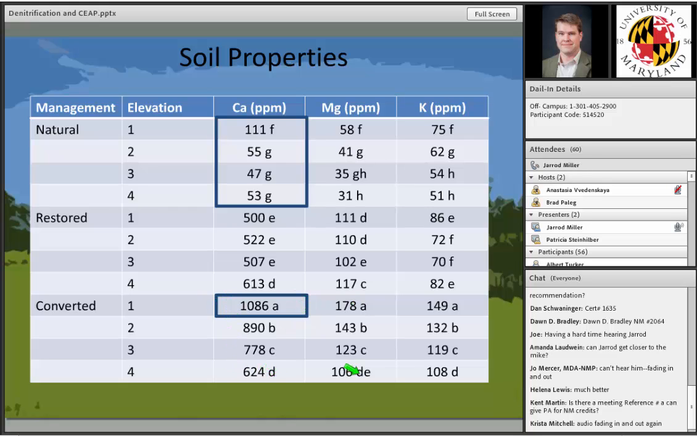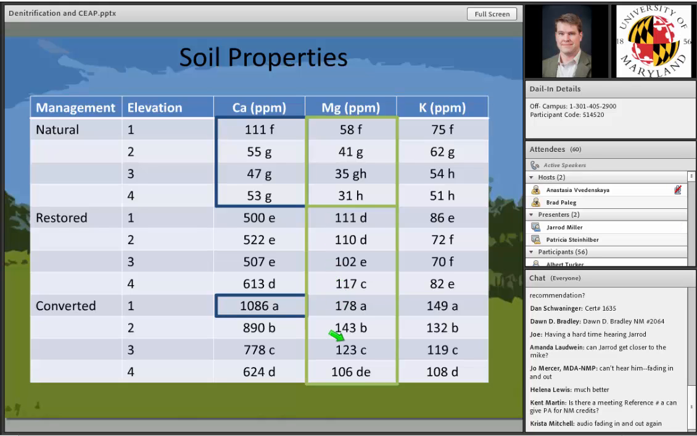Restored sits right in the middle. So this kind of gives you an idea that it hasn't reached a natural state, but if it had at one time had the same amount of calcium that the ag fields up here did, that it is losing it over time. Magnesium is fairly similar across converted and restored, and it's lowest in natural. So again, this is probably a relic of adding magnesium as a lime.